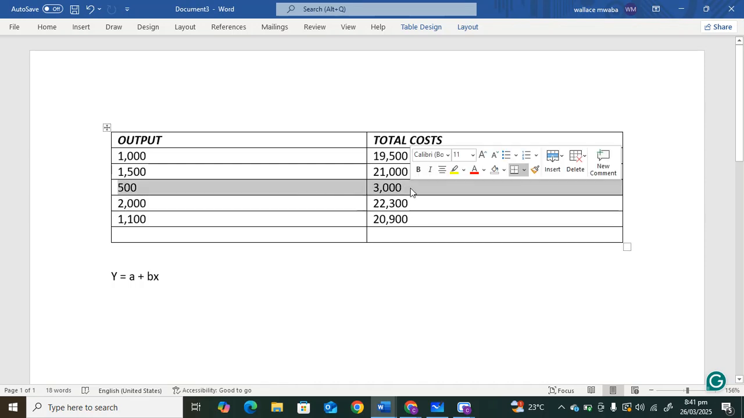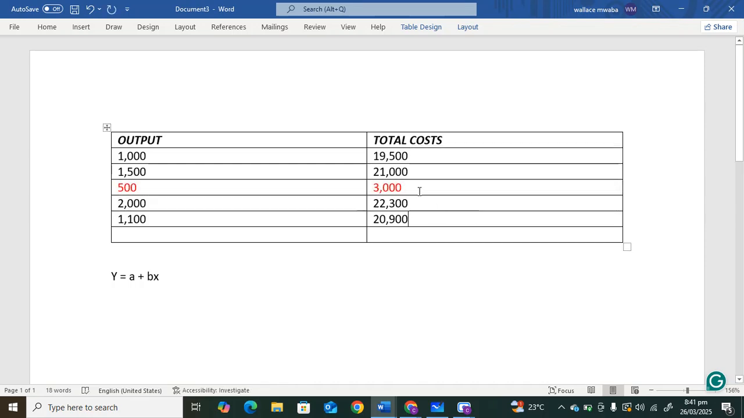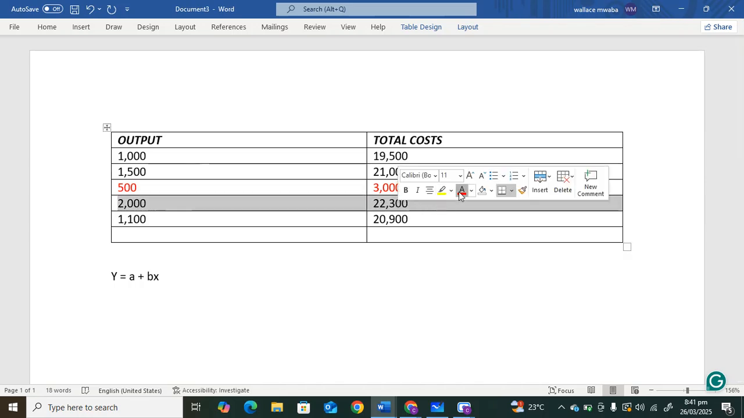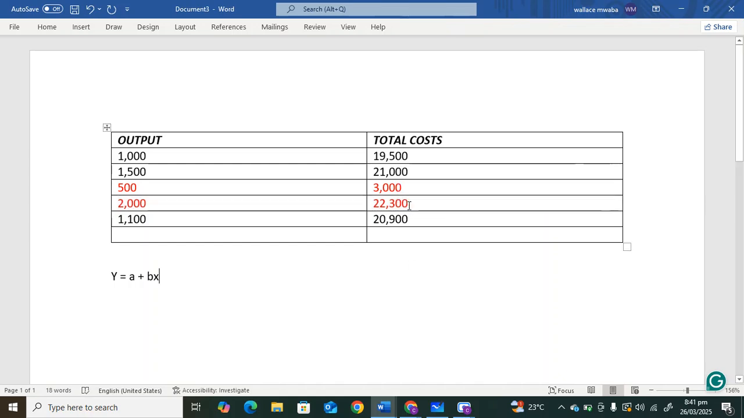So lowest output here, 500 units with the cost 3,000. Highest output here, 2,000 units and the cost 22,300. Yes. So first thing, identify your highest and your lowest output. Okay. Then what do you do next?